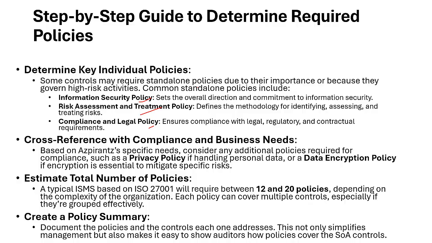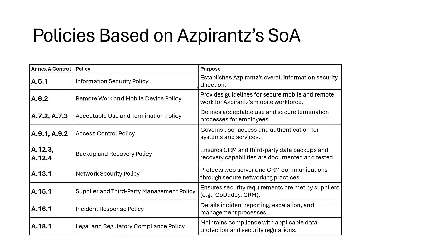So I have another example here. You can see these are the policies based on the aspirant SOA, like A.5.1. We have information security policy, just a sample. A.6.2 remote work. A.7.3 acceptable use, access control policies, backup and recovery, network security policies, supplier, incident response, legal regulatory. You can see supplier threat management because we are using GoDaddy and CRM to host our data.